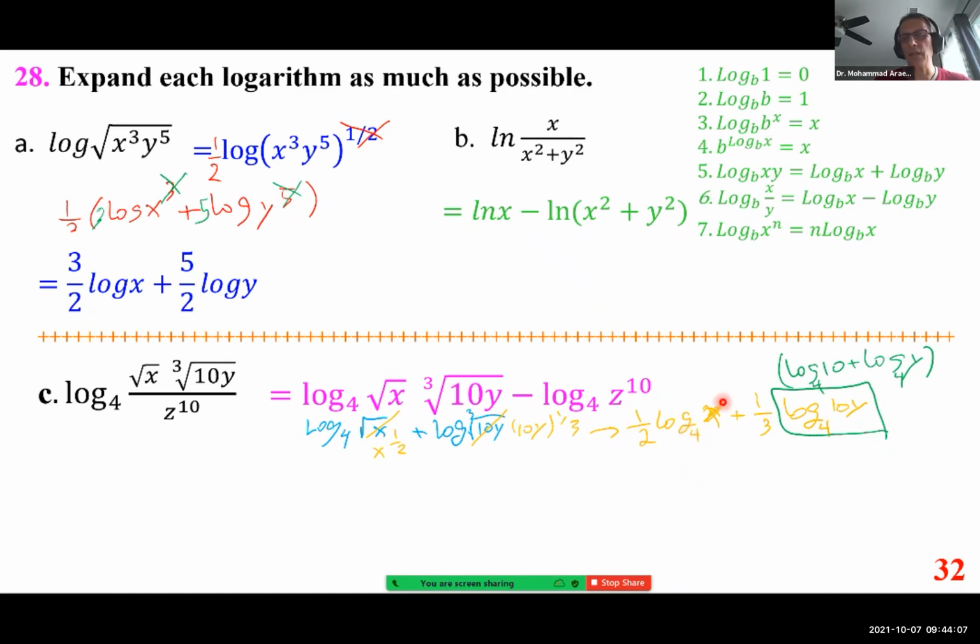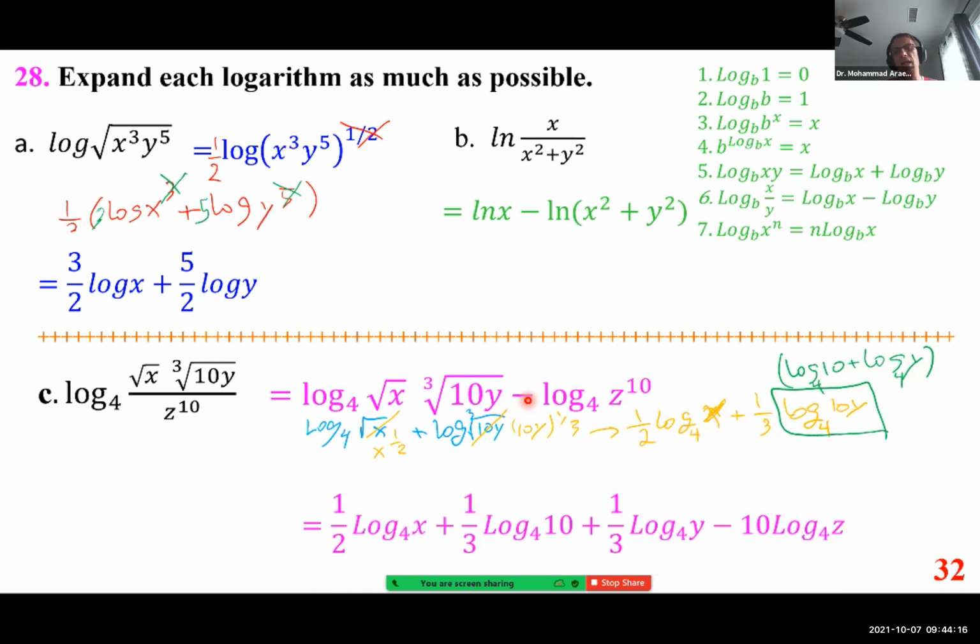So this one, you write it. This one is 1/3 log 10 base 4. This one is 1/3 log y base 4. And this one, number 10, sits in front. And here's your final answer.